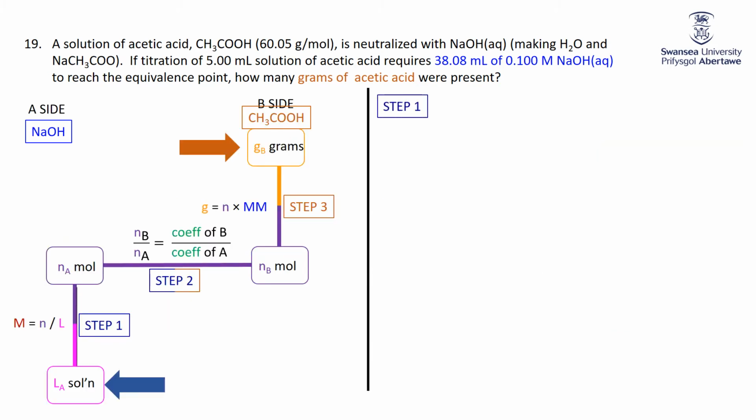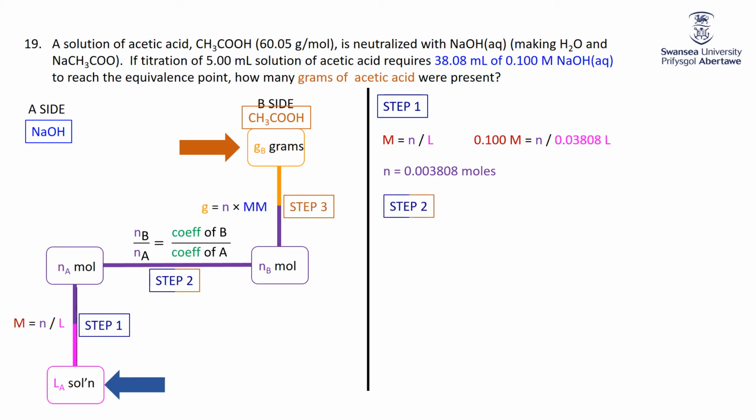Pulling out the salient bits, the first step is where we go from liters to moles, and we're using the molarity, moles over liters, relationship. Let's see what we've got up here. For the NaOH, the concentration is 0.1, and we have 38.08 milliliters, which is, of course, 0.03808 liters. Multiply that through, and we have 0.003808 moles of NaOH.